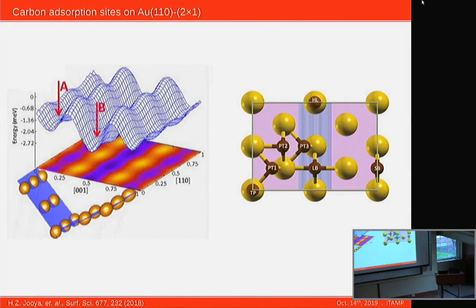This is the potential energy of such a system. When the carbon atom comes close to the surface, it sees two potential wells. One, this A, is shallower toward the edges of the periodic boundary condition, and this one is deeper, just inside the periodic boundary condition, and more energetically favorable. There are seven sites for the carbon atom to sit and then move around on these two potentials.